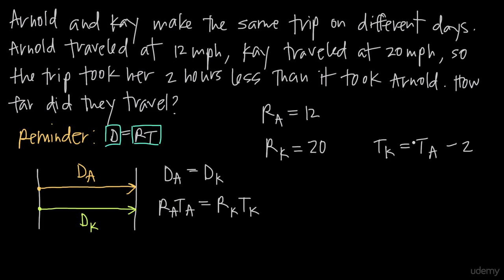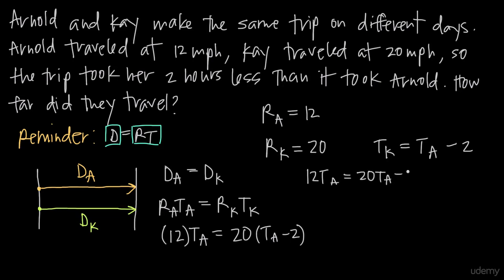So now with these three pieces of information, we can go ahead and plug into this rate times time equation here. We know R sub A is equal to 12, so we'll plug that in. We don't have a value yet for T sub A, so we'll leave that as is. We know R sub K is equal to 20, Kay's rate is 20, and we know T sub K, Kay's time, is equal to T sub A minus 2. Now we want to simplify and solve for T sub A, which is the only variable we have remaining. So we'll get 12 times T sub A is equal to 20 times T sub A minus 40.